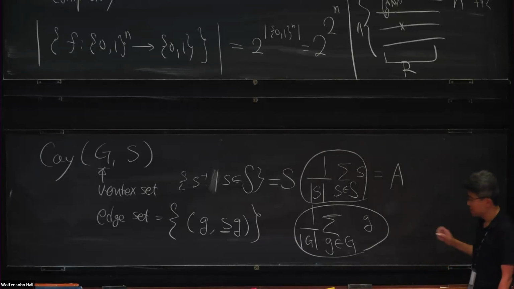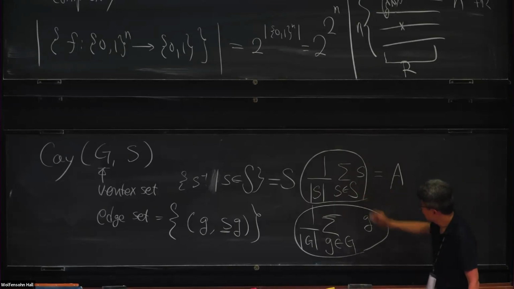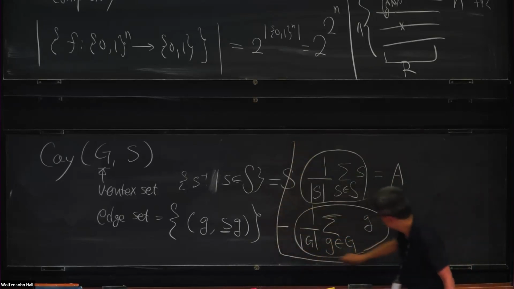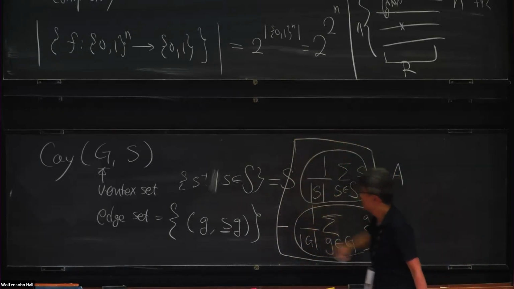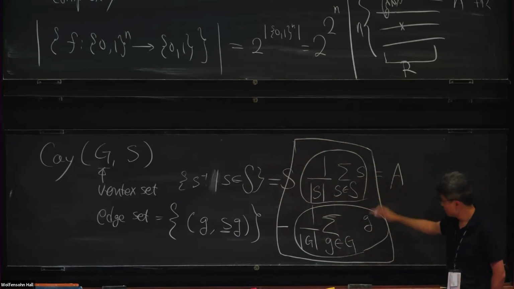So the quantity of interest for the mixing property of this Cayley graph is going to be this quantity minus this. So that is my interest. Okay, now I can go to a continuous group. I chose some subset of my continuous group, and this is going to be an integral.